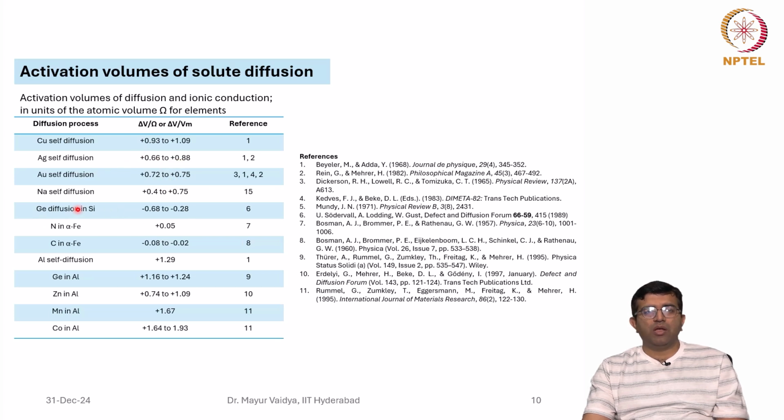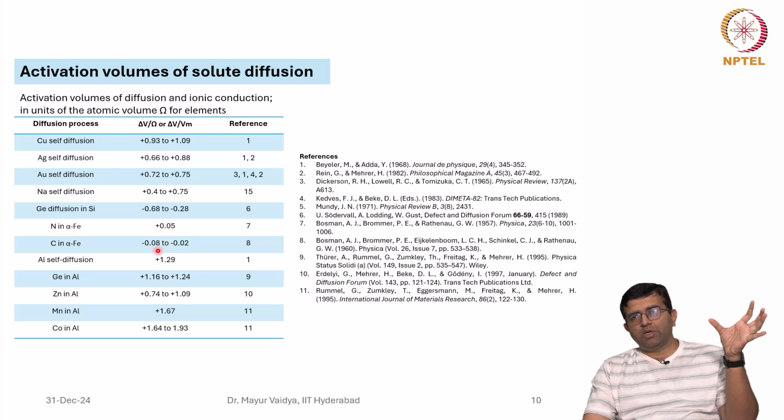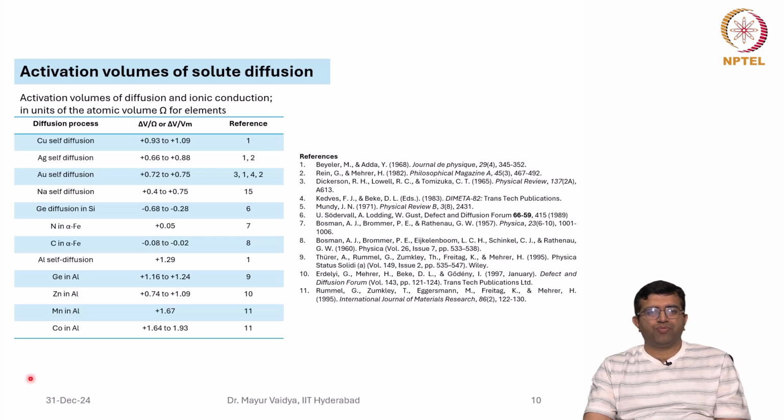For example, germanium diffusion in silicon, these are actually negative. For interstitial, for nitrogen it is positive, for carbon it is negative in alpha iron. So depending on what atom is diffusing and in which structure it is diffusing, the activation volume changes. However, the values are not very significantly large as compared to when you try to estimate the temperature effects.